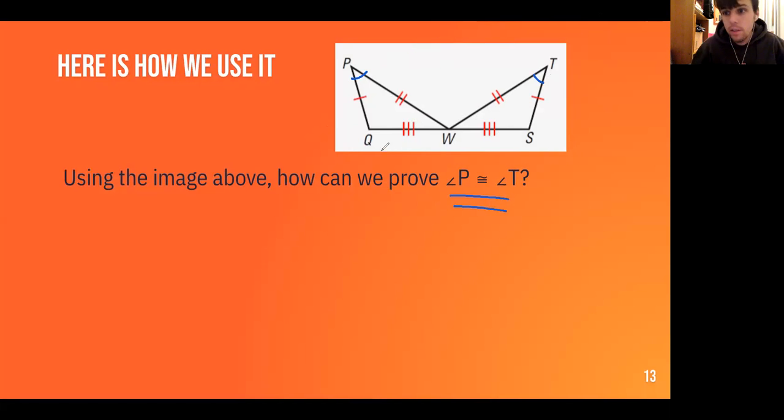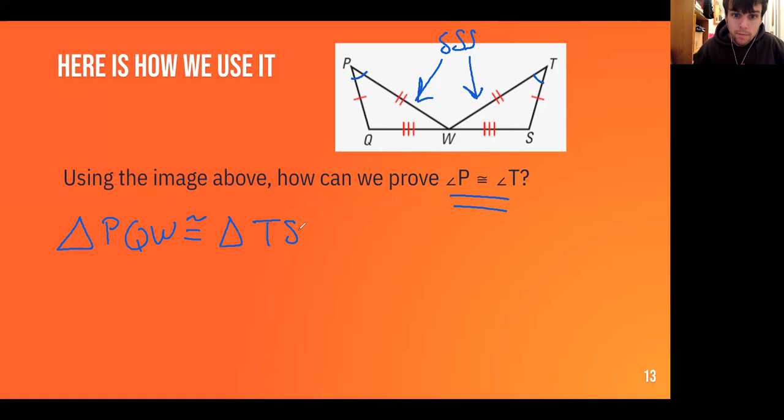Well, it turns out we do have enough information to say that these two triangles are congruent by SSS, right? We have one pair of congruent sides, another pair of congruent sides, and another pair of congruent sides. So we could say that triangle PQW is congruent to triangle TSW by SSS, by side-side-side triangle congruence.